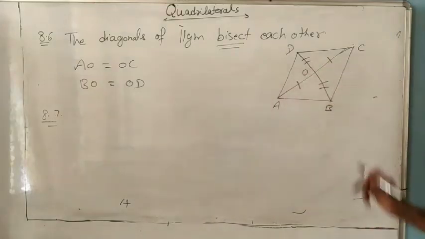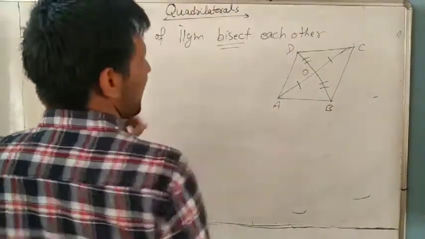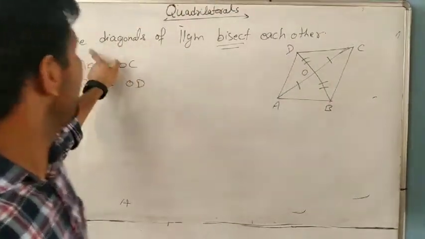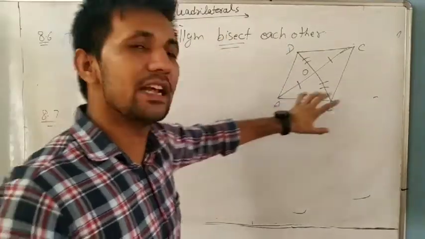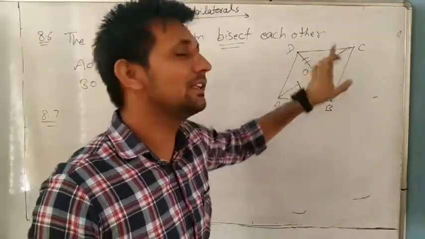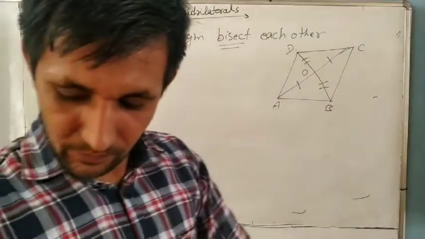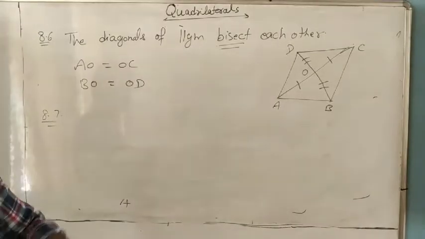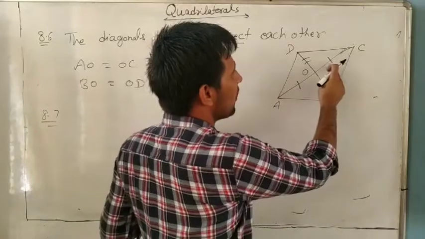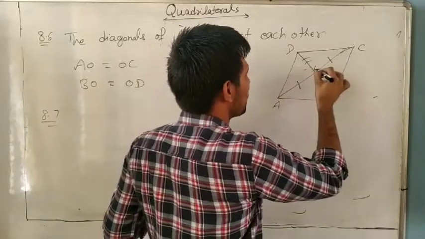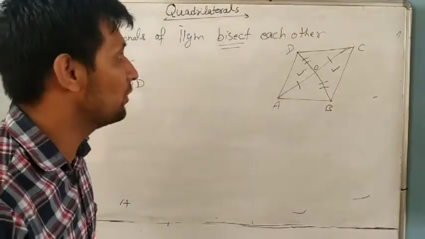So always remember, if ABCD is a parallelogram, then the diagonals always bisect each other. Its proof also you can remember. We want to prove that AO equals OC. So first we have to prove that this triangle and this triangle are congruent. How will you prove that they are congruent?